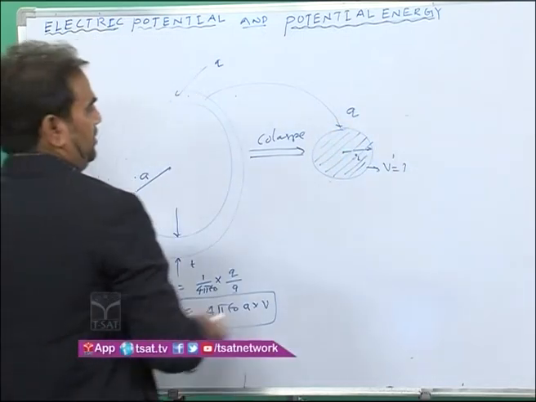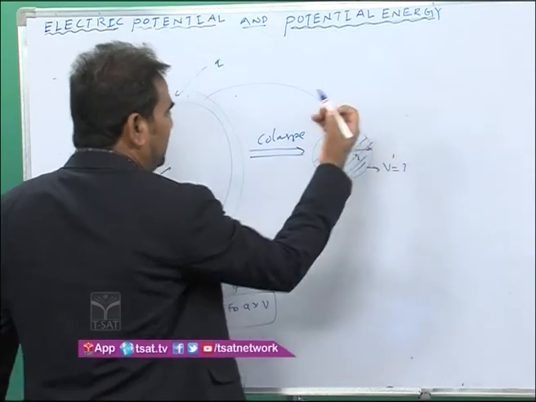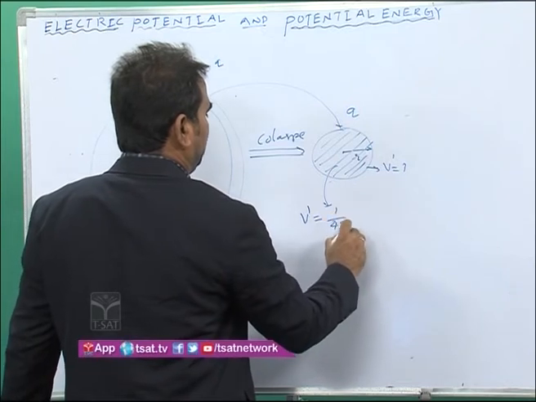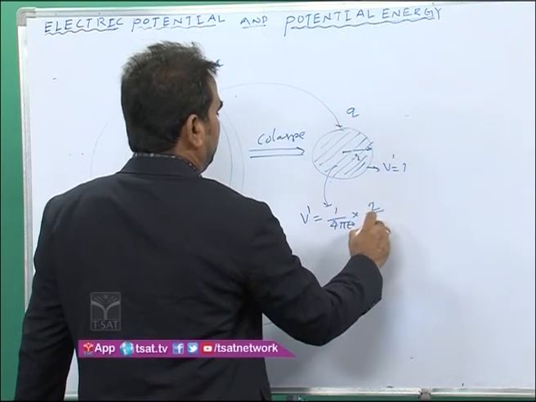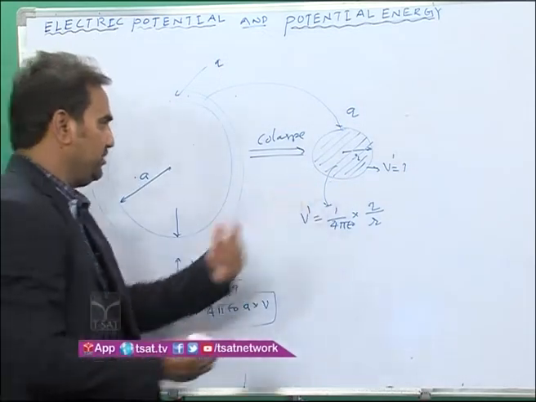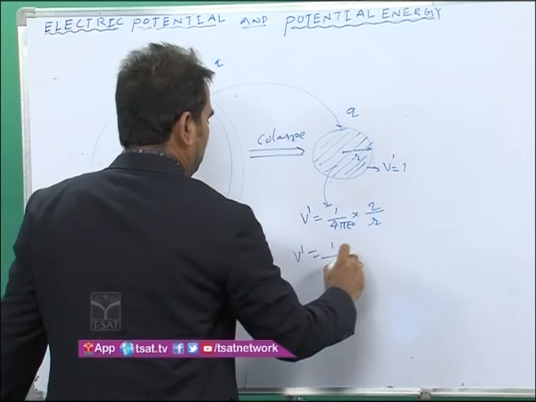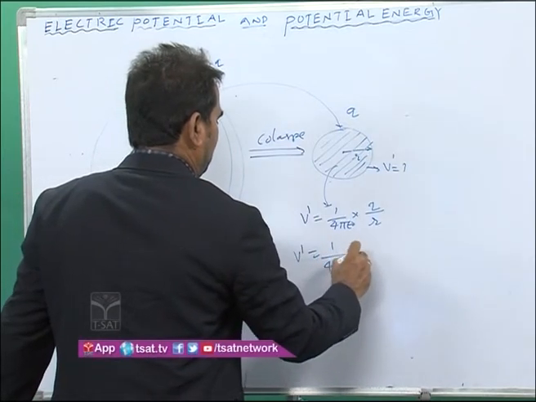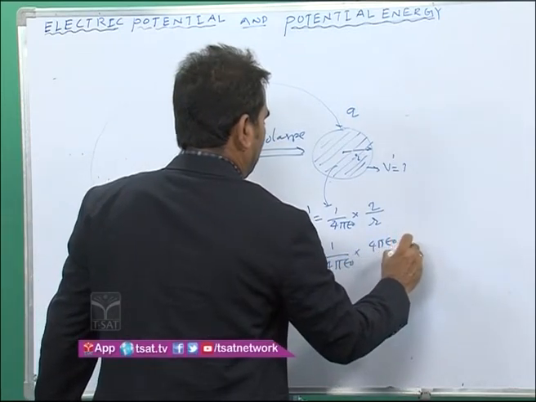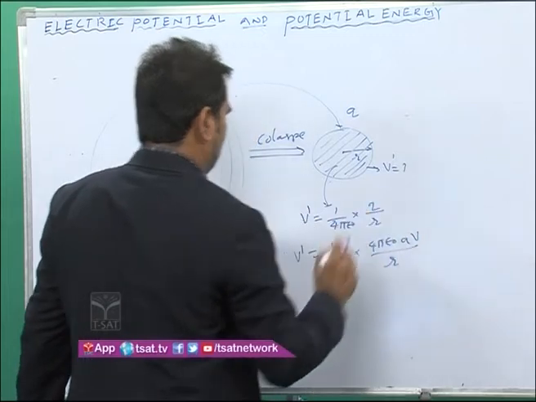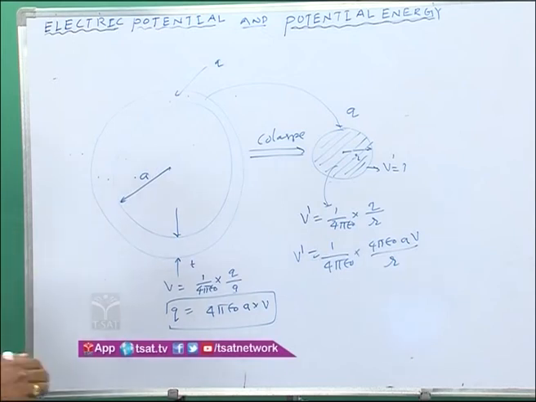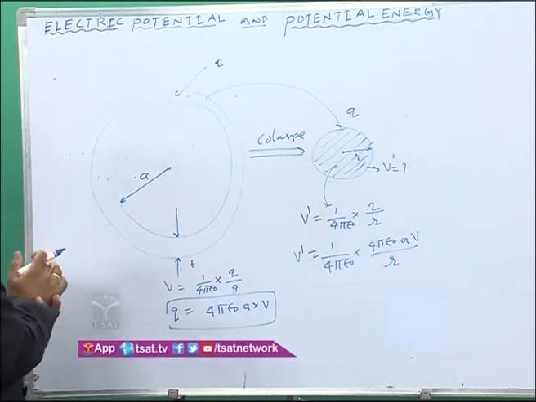So, here the final potential on the droplet is given by V dash equal to 1 by 4 pi epsilon naught into q upon r. The q value we already know, so we put it in the above equation. Then V dash is equal to 1 by 4 pi epsilon naught, where q is nothing but 4 pi epsilon naught a V, upon r. Now, we have to calculate the radius of this droplet.